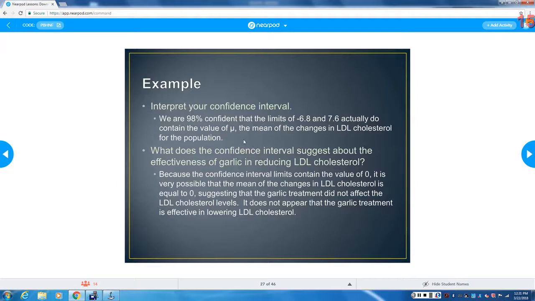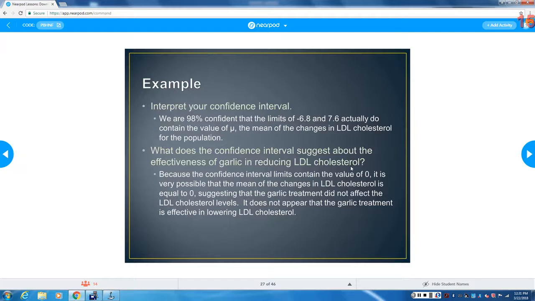And you don't have to interpret your interval exactly like this. You can write it the way I did. But what does a confidence interval suggest about the effectiveness of garlic in reducing LDL cholesterol? Okay, it was a change in LDL cholesterol. So if zero's in the interval, it means there could have been no change in their cholesterol levels.